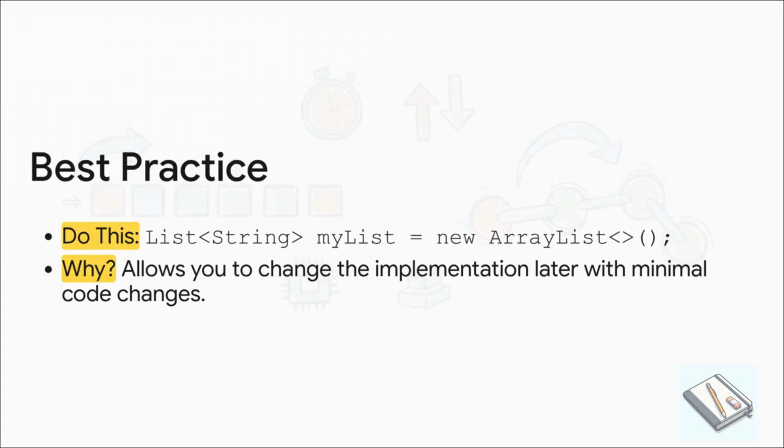And here it is. This might be the single most important professional habit you can build. Code to the interface. Look at this line again. Notice how we declare the variable using the interface, List, not the specific class, ArrayList. This one simple habit gives you an incredible amount of power. It means if you do find a bottleneck later, you can switch from an ArrayList to a LinkedList by changing one single word. The rest of your code doesn't care. It just knows it's talking to a list.